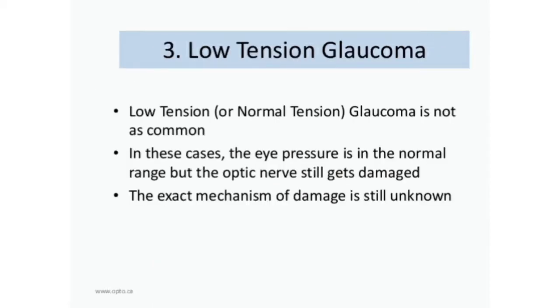Now, what is low tension glaucoma? Low tension means normal tension. Low tension doesn't mean low, actually here it means normal tension. That is a kind of glaucoma which is generally not common. There the eye pressure remains in the normal range, but the optic nerve is still getting damaged. The eye pressure you check with the help of tonometry is normal, but the optic nerve is getting damaged. The exact mechanism of low tension glaucoma is not known yet.